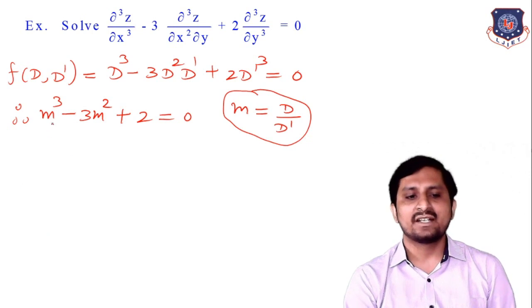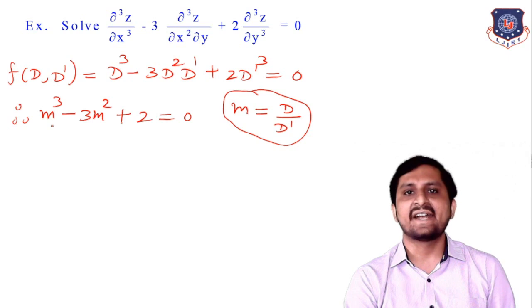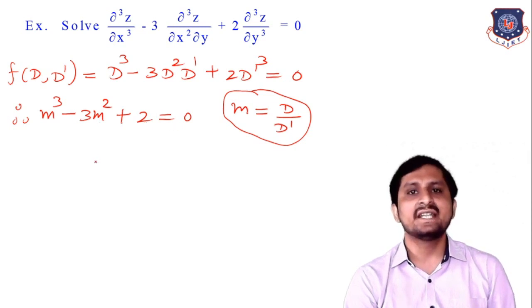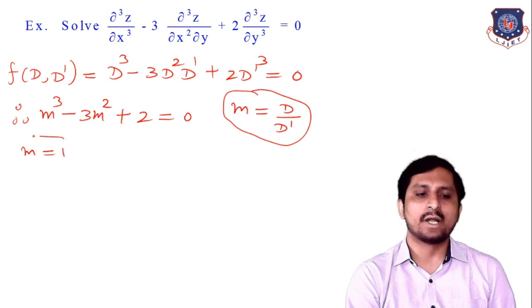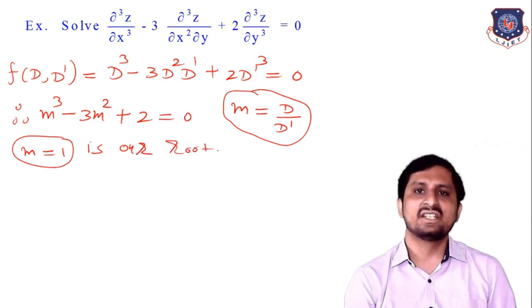So if you can understand, when I take m equal to 1, that satisfies this equation: 1 cubed is 1, plus 2 is 3, 3 minus 3 is equal to 0. So definitely 1 is our first root. Okay, m equal to 1 is a root of this equation. Now apply the synthetic division method to find the other roots.